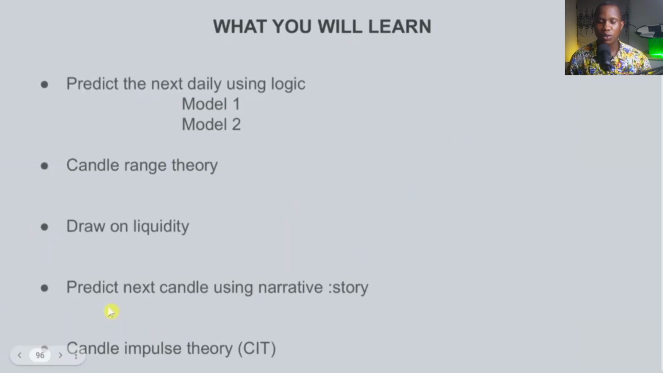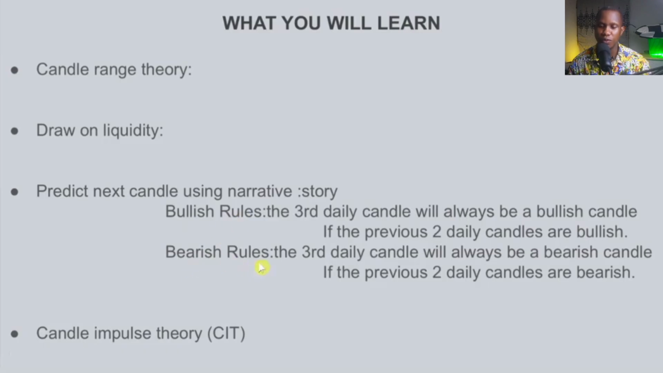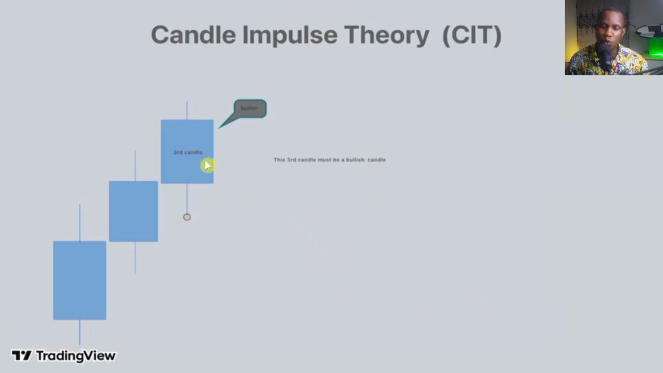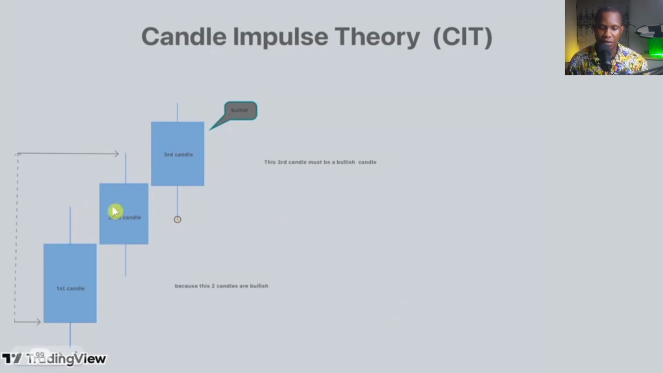So let's look at how to predict the next candle using narrative and story, guys. We have bullish rules and bearish rules for it. The bullish rule is the third daily candle will always be a bullish candle if the previous two daily candles are bullish, and the bearish rule is the third daily candle will always be a bearish candle if the previous two daily candles are both bearish. This is what I mean. This third candle will always be a bullish candle if these two previous candles are bullish, these first, second candles are bullish. Henceforth, the third candle must be bullish.